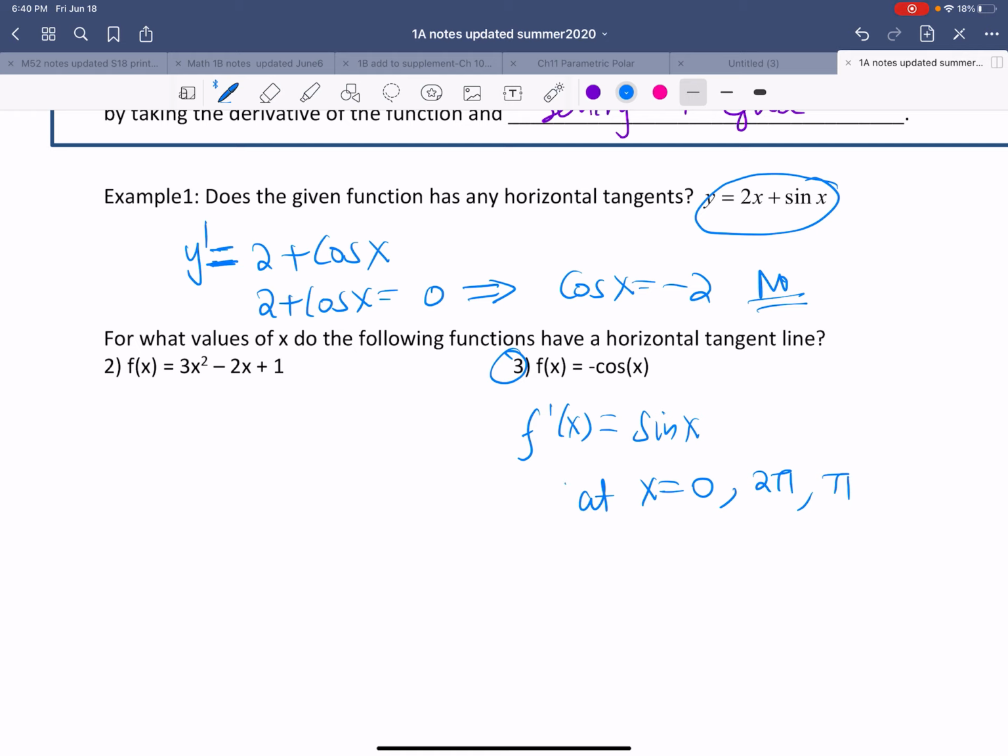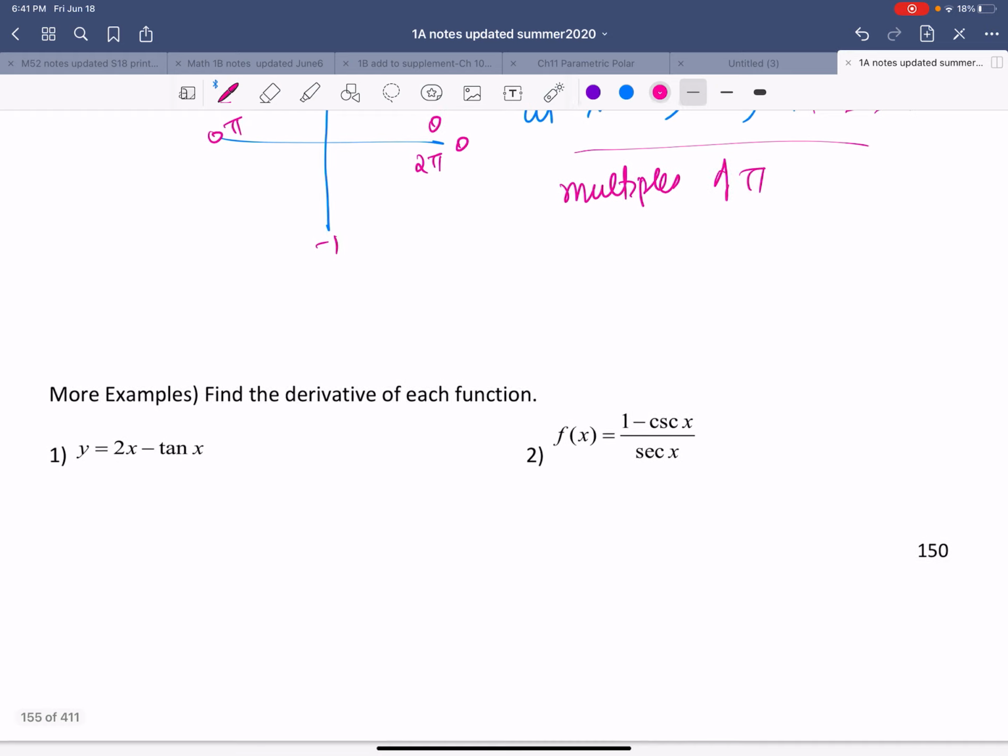Sine is a y value, and if you recall, your y values are 0 at 0 degrees, pi over 2, pi, and then back to 2 pi, and 3 pi, and 4 pi. So all these multiples of pi, we would have horizontal tangents. All right, another example.